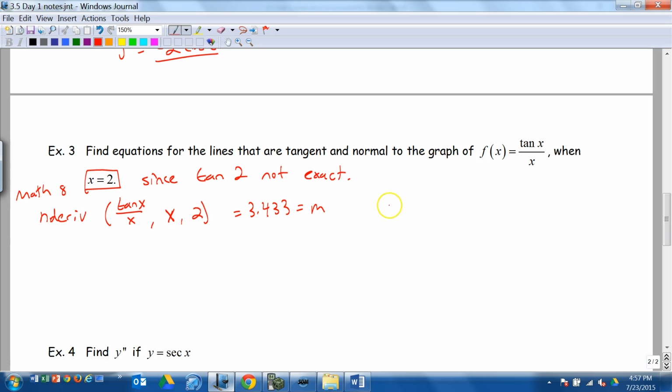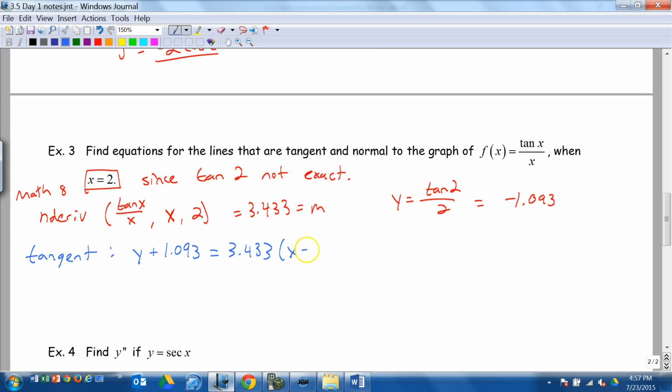We also need the y-coordinate to write our equation. We know x is 2, so y is equal to tangent of 2 over 2. Type that in, and you get negative 1.093. Alright, so now we have our point. It's 2 comma negative 1.093, and the slope is 3.433. So my tangent line has an equation of y minus the y-coordinate is equal to the slope times x minus the x coordinate. And we can just leave it like that. And if you flip this and change the sign, you get the normal equation.